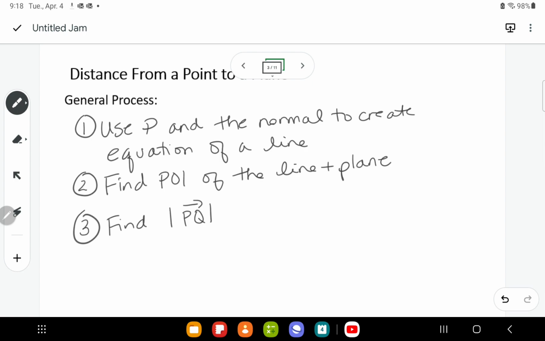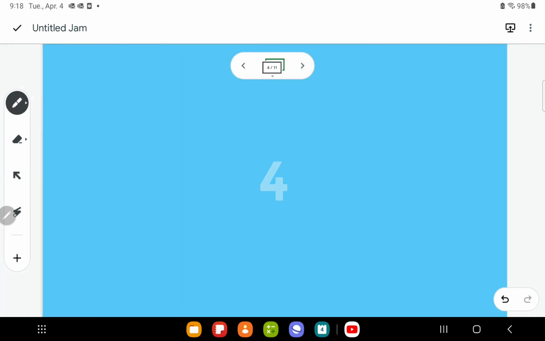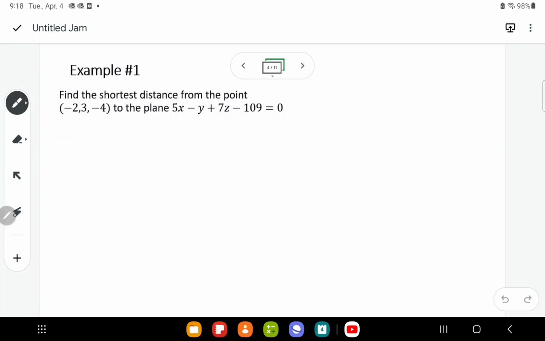So we're going to go through that process with the specific values here so that you have a good example of that. So step 1, remember, is to find the line from point P following the path of the normal. So a line going through this point that's perpendicular to the plane. So my position vector is going to be my point P, and then my direction vector is the normal, 5, -1, 7. So that's my equation of that line.